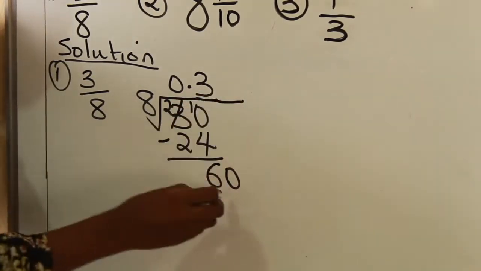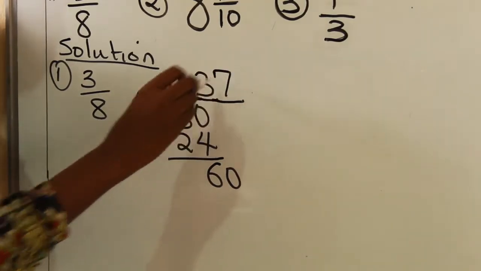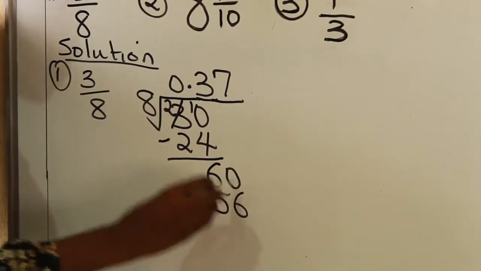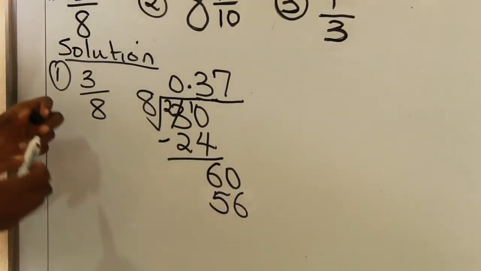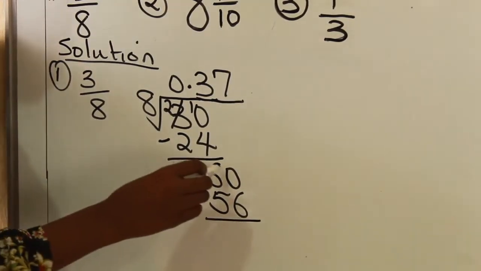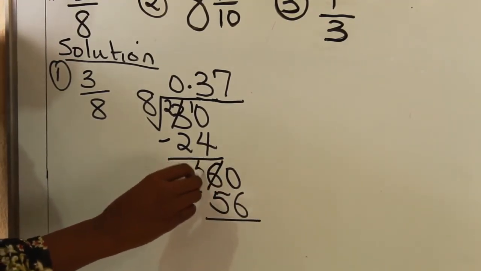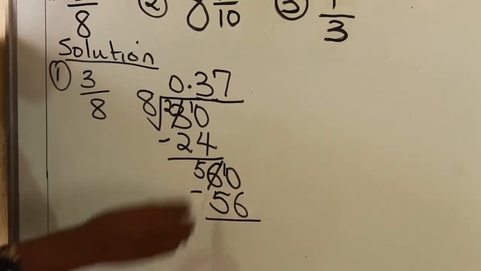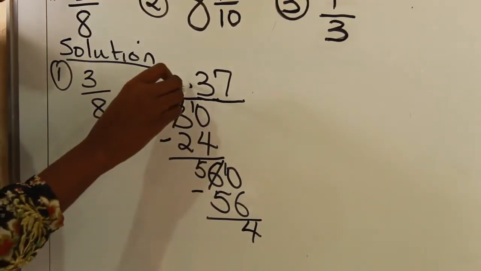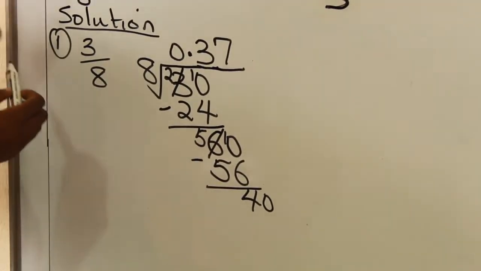So we add our 0 to make it 60. 60 divided by 8 is 7. We write down our 7. 8 times 7 is 56. 60 minus 56. 0 minus 6 cannot go, so we borrow from 6 and we are left with 5. We'll add the 1 here. 10 minus 6 is 4. Like I said earlier, we still have our decimal point, so we'll add our 0. It becomes 40.